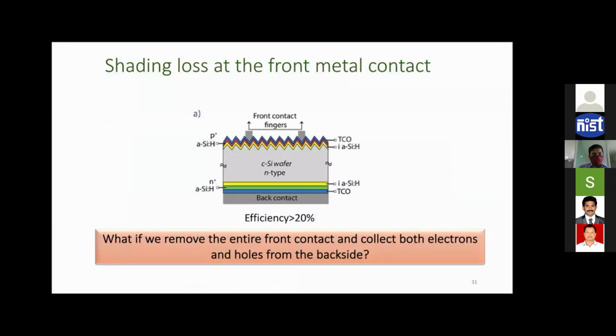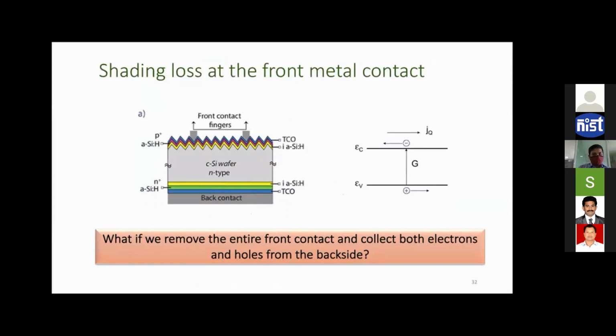See, it is very important. What I am now talking about is removing these front contacts completely from the front side and collecting the electrons and holes both from the back contact only. Is it possible?